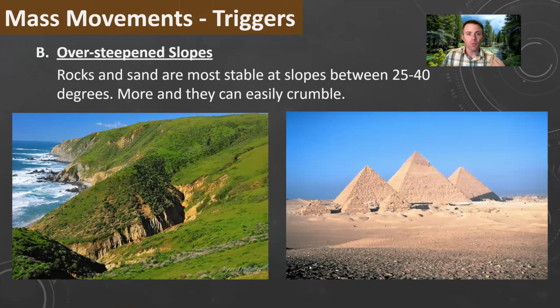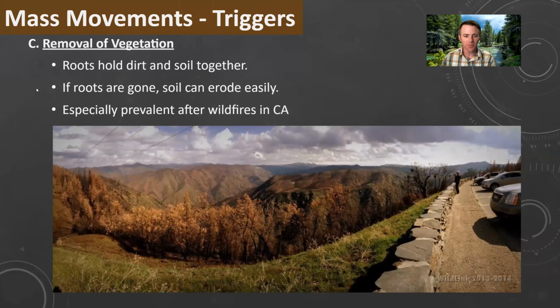Okay, so water is one. Oversteepened slopes, that means you have slopes that are too steep. So rocks and sand are most stable at about 25 to 40 degree angles. That's why I have the pyramids over here. The ancient Egyptians knew that, and that's why they built their pyramids at those specific angles, because they knew that's a stable slope. And that's why they're still here, what, 3,000 or 4,000 years later. But if you go any more than that, gravity will want to take over, and eventually, like the coasts over here in San Francisco on the left, those will eventually fall into the ocean and gravity will take over. So oversteepened slopes are another trigger.